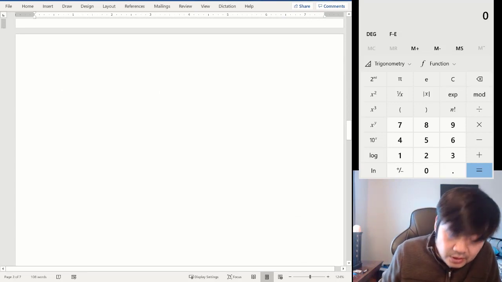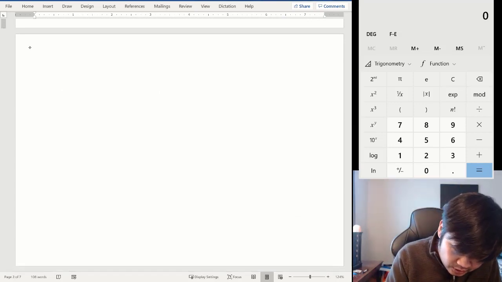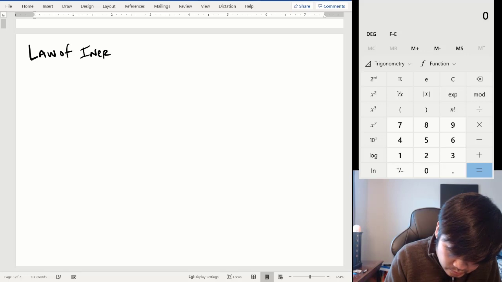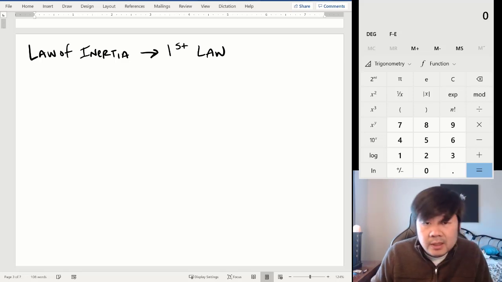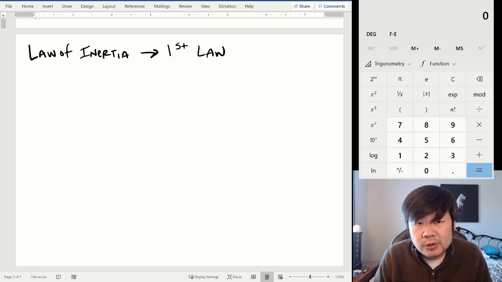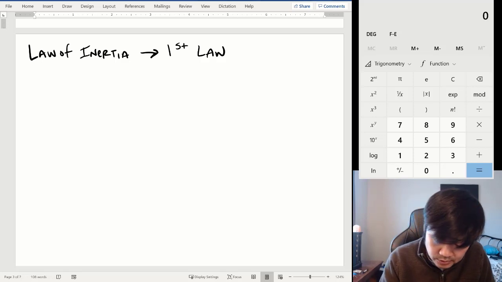So there's an actual name for this one. It's called the law of inertia. And this would be his first law. Now, there's many ways to state this law, but I'm going to use my own little variation of it. You probably heard it a million different times. Normally, students learn this in middle school.